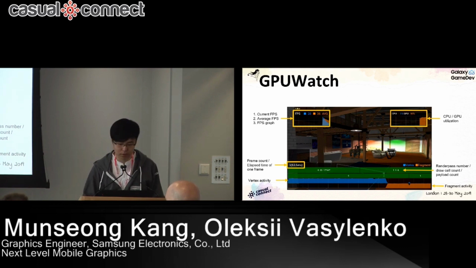The green area is the render pass information. The first green bar is information on the draw call count and payload count of each render pass. And the second green bar is the portion of each render pass. For example, render pass number 0 has 60 draw calls and about 170,000 payload count. And render pass number 0 has 5 times larger volume compared to render pass number 1. And the blue and the brown ones are vertex and fragment activity.